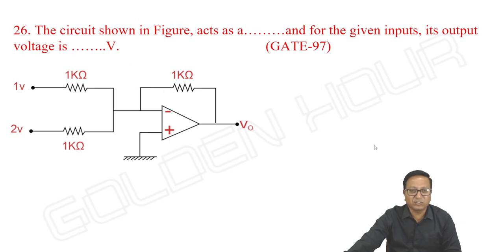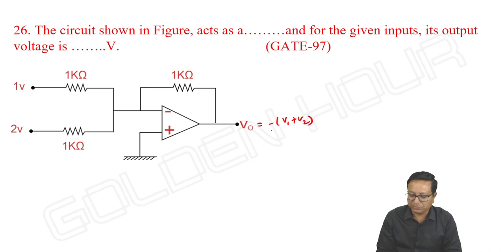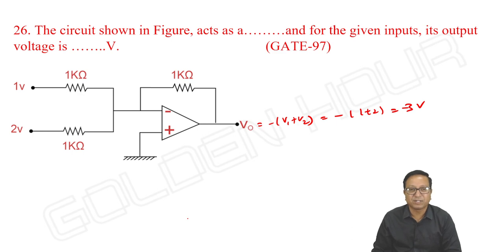So all the resistors are equal here. So what is the output? Minus of (V1 plus V2). If it is n inputs, then we can write similarly. Right, so 2 inputs. So what do we get here? It is minus of (1 plus 2), which is minus 3 volts. It's as simple as that. Resistors are equal here.